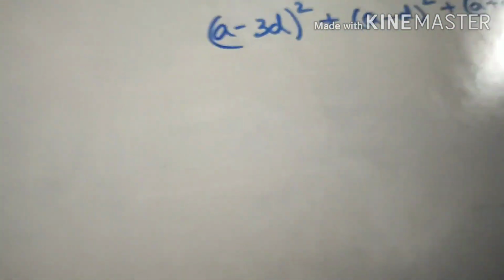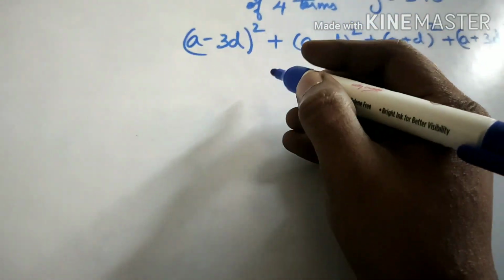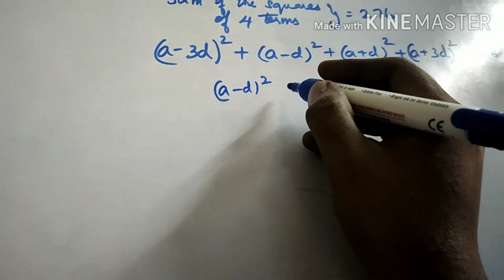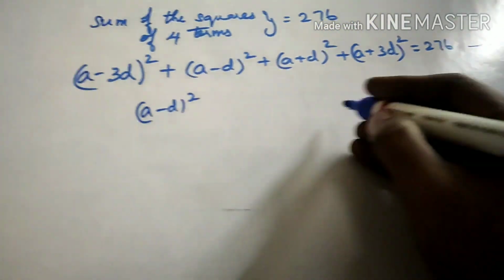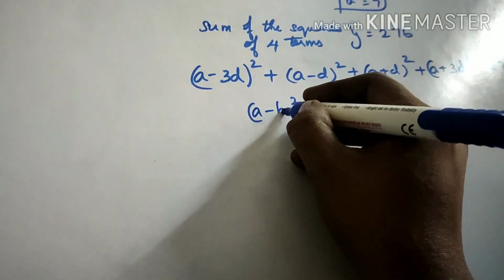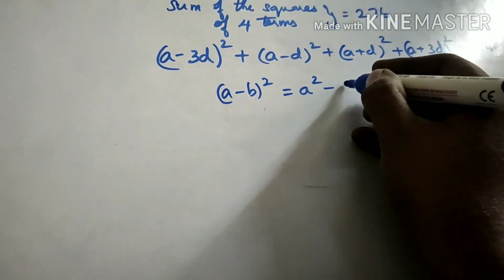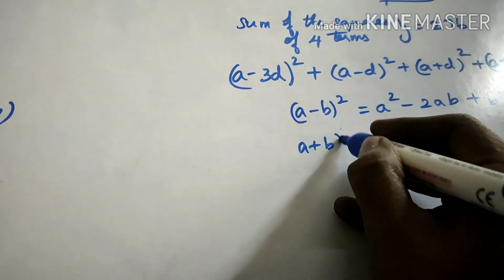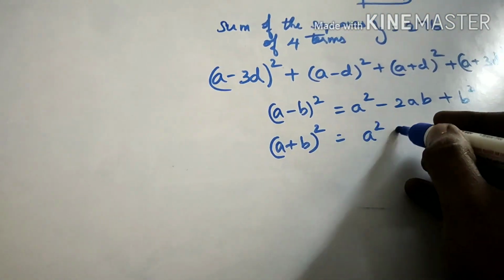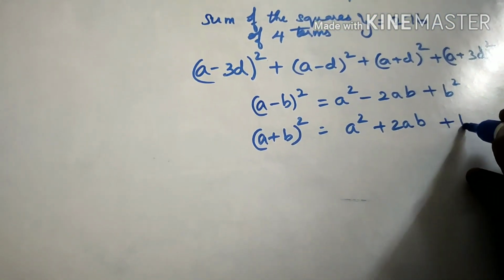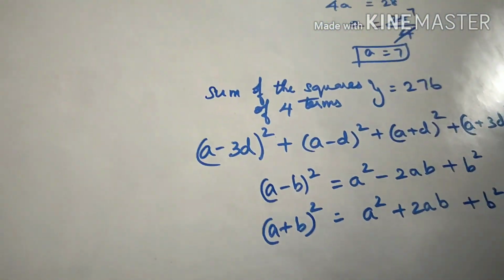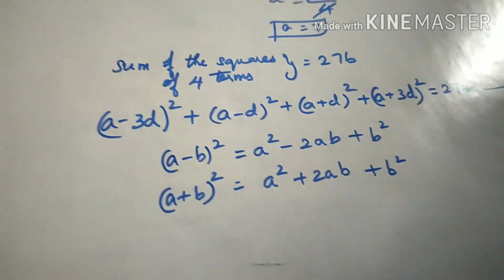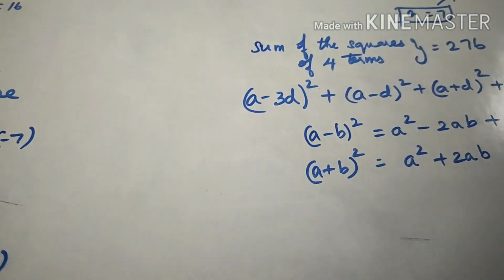So for your reference, I will write the formula here. See here, a minus d whole square. You can keep this as 1. So a minus b whole square equal to a square minus 2ab plus b square. So a plus b whole square formula, a square plus 2ab plus b square. Okay. Now this is ab, ab, ab, ab. So just keep that in mind and you have to do this.